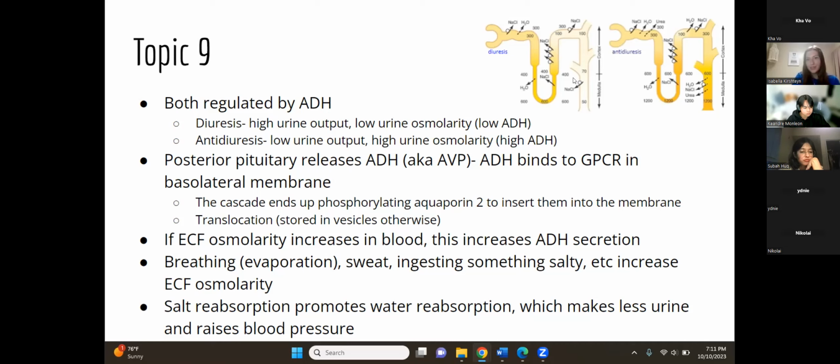And this is also just more diagrams of how this would be anti-diuresis because it's a very high osmolarity urine being produced, and this would be diuresis because, as we can see, the osmolarity is really low compared to anti-diuresis.